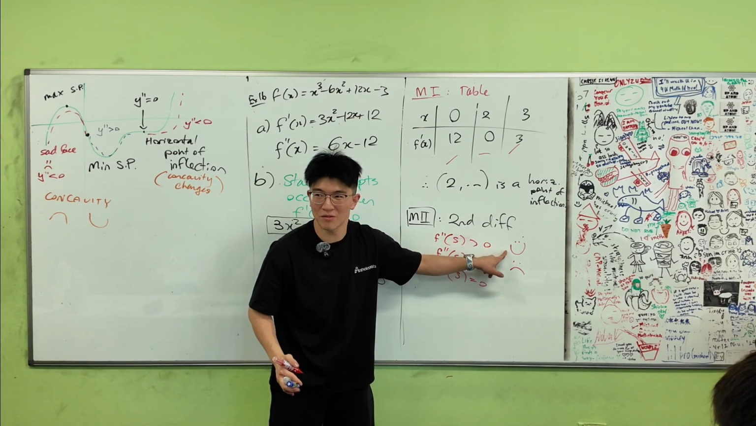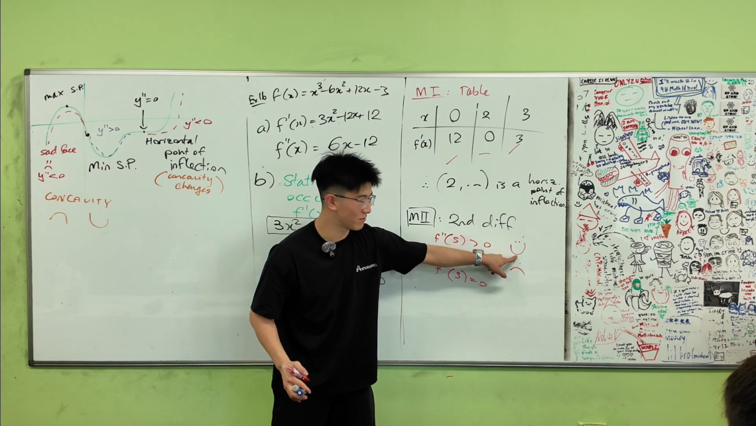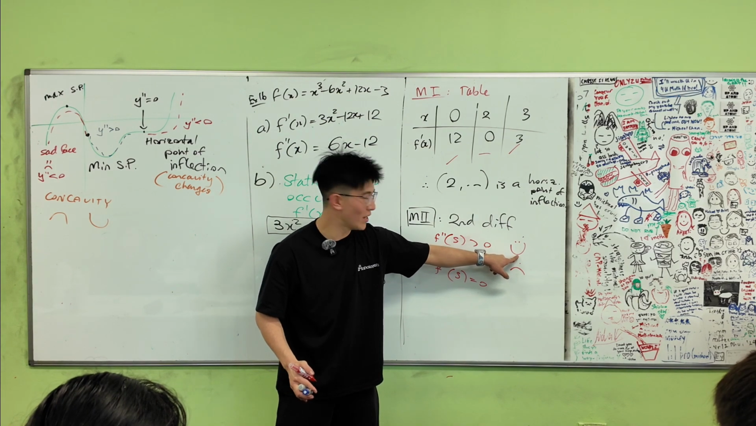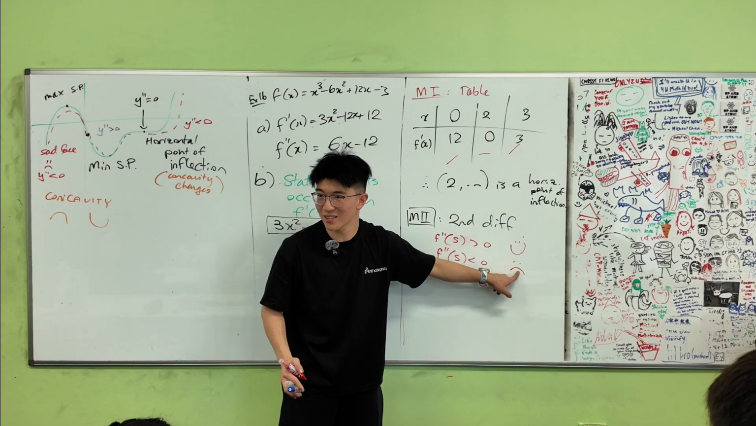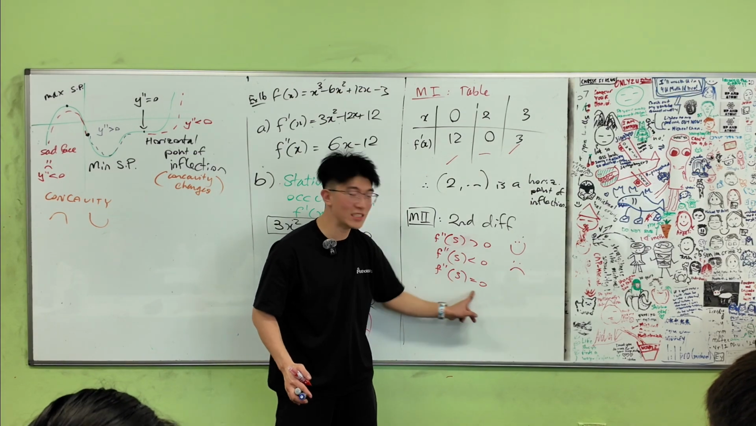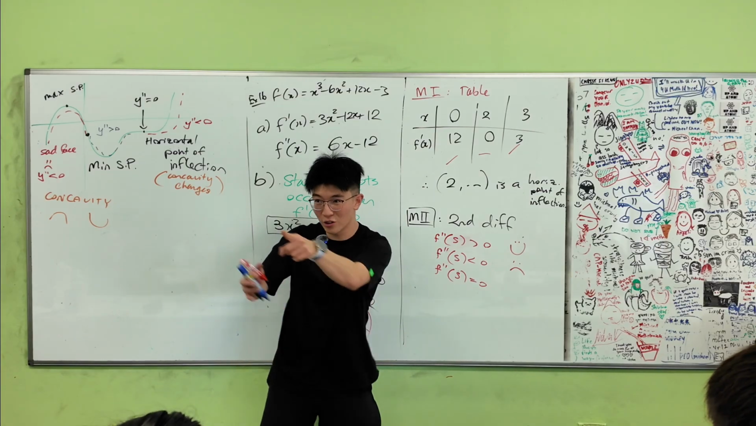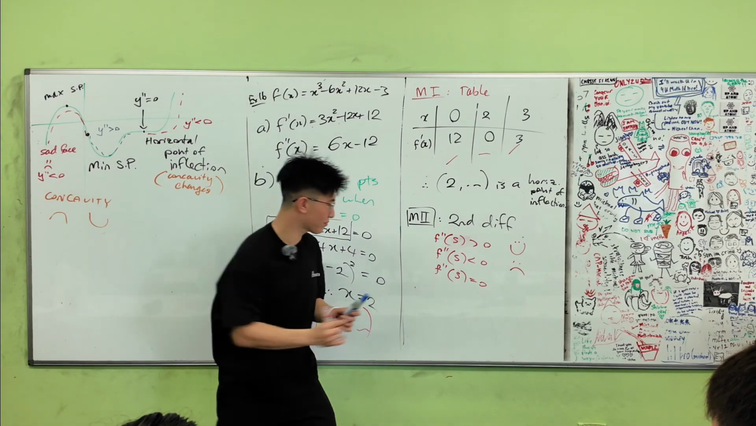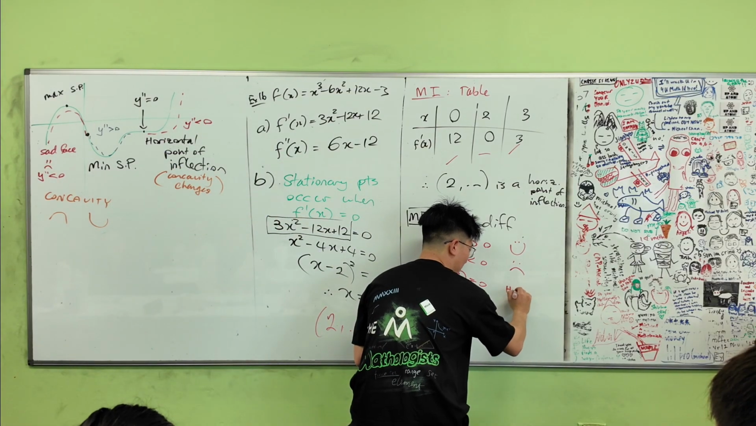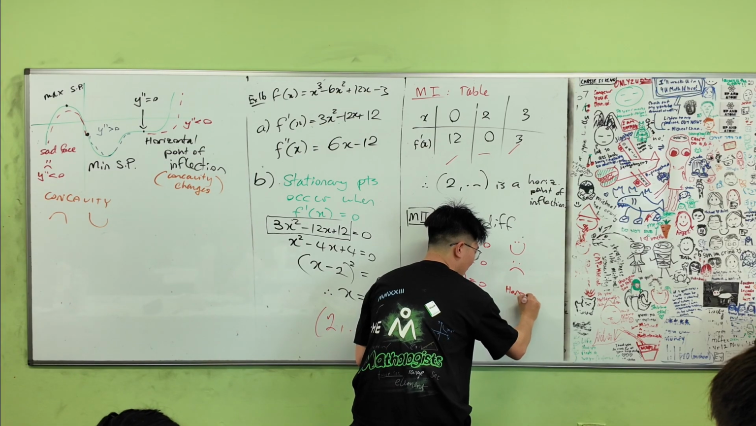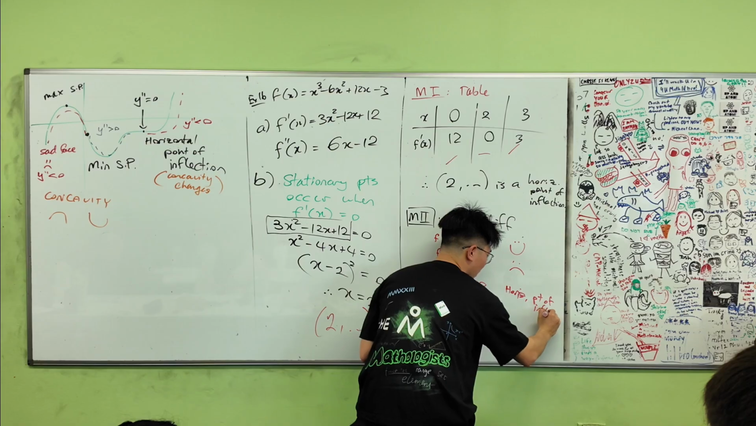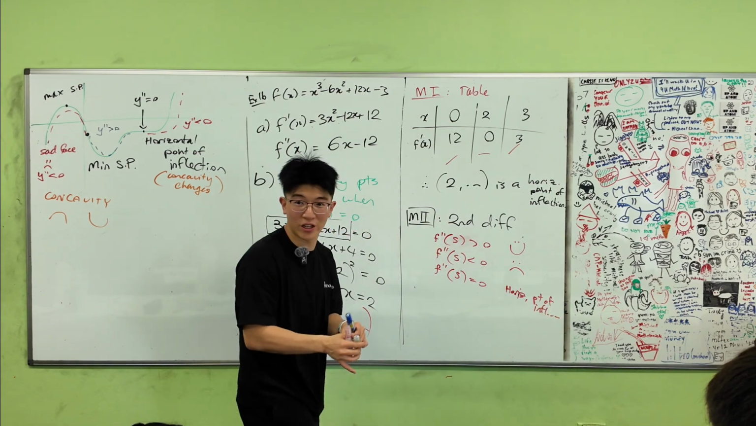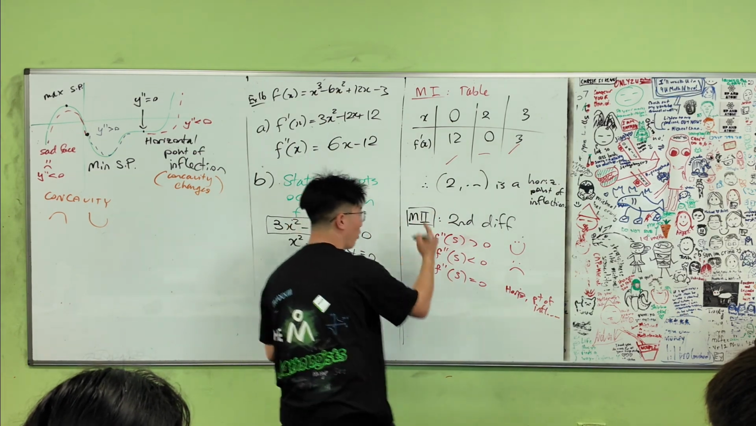But can you look at these two for me? If it's positive, I'm feeling happy. Do you think this is a minimum or maximum point? Clearly it's a minimum, just from my happy face, right? When it's negative, this is a maximum point. Does that make sense? That's how you determine nature. And when it's 0, what do you think? Horizontal point of inflection, okay?